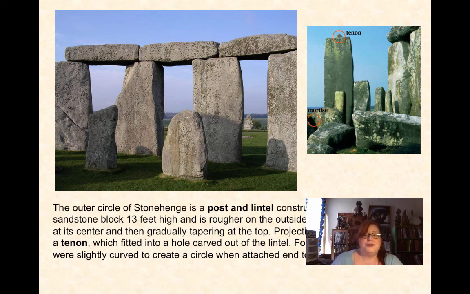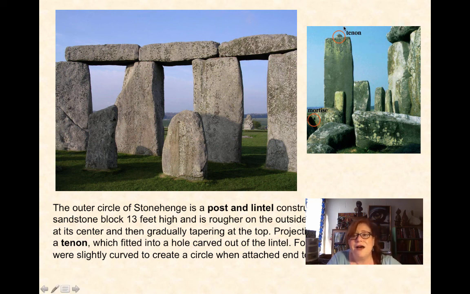So the outer circle of Stonehenge, and this is an important art historical term, is a post and lintel construction, and this is one of the very first forms of architecture that we have. It exists in ancient Egypt, it exists in Turkey, in Göbekli Tepe, so it's very old, and it's basically very simple. You have your upright posts, as you see here, and they support a lintel. And so each post is a sandstone block, 13 feet high and rougher on the outside than the inside.